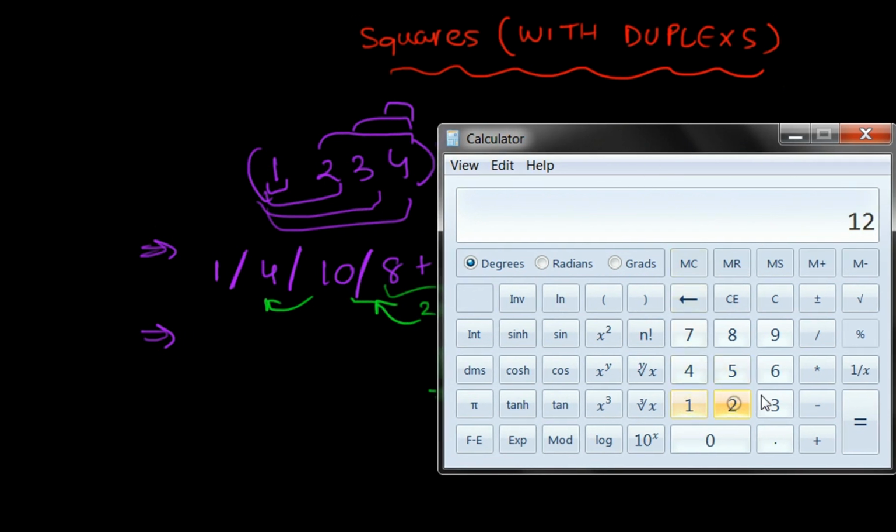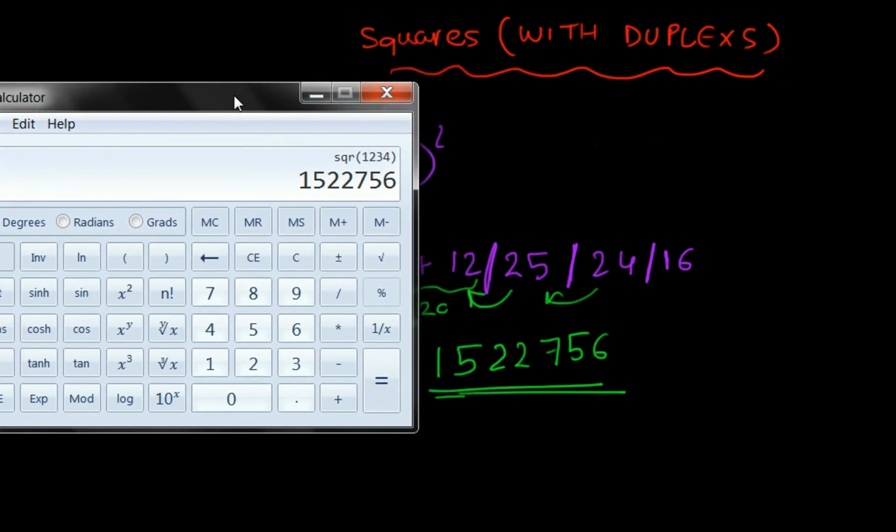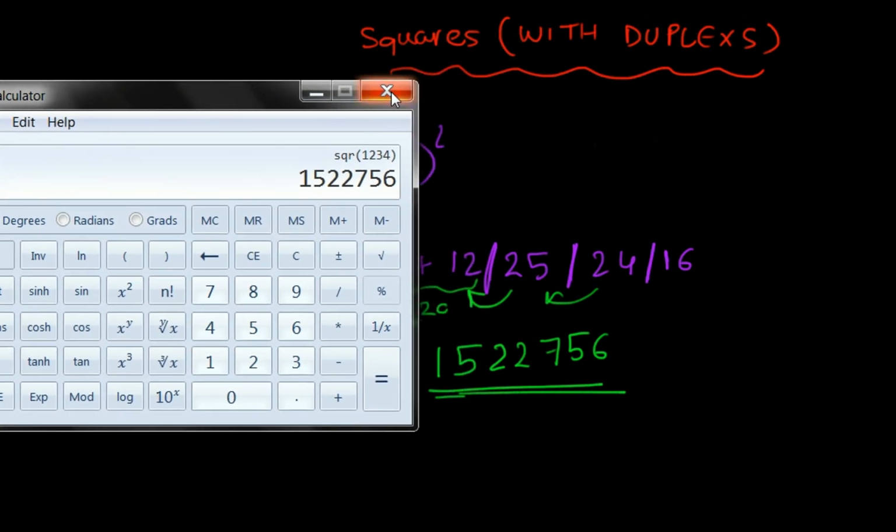So 1234, so that is 1522756, and that is the square of 1234. How fast was that? Isn't that fast? Compared to the conventional method, which I don't like using anymore.